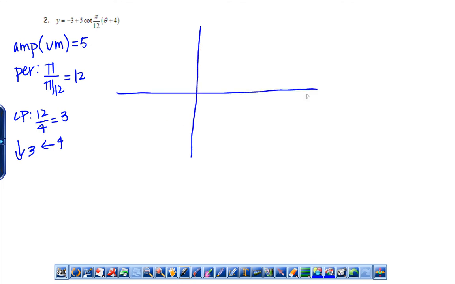Okay, my axes. One thing I didn't do on the previous graph, and I want to make sure to do here, your x-axis is in theta, and this is my y-axis. So to the left, this would be a -4. This is down 3. My amplitude, I'm going to increase and decrease. So if you have -3 and you increase a vertical magnitude of 5, then that would be up 2 and down -8.